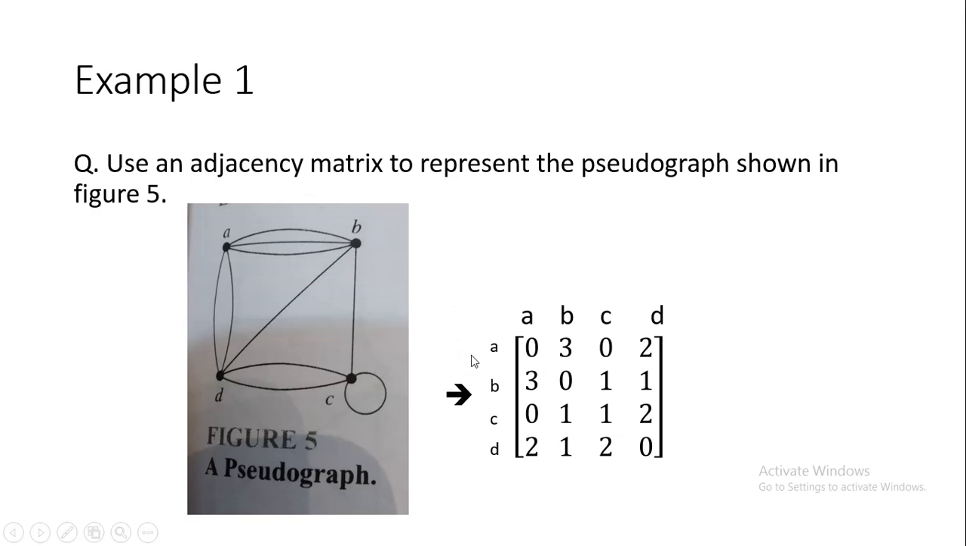B to A, again the value is 3. B to B, 0. B to C, there is only one edge present, so the value is 1. B to D, only one edge is present. C to A, 0. C to B, 1. C to C, the loop is present at the vertex C, that's why the value is 1. C to D, two edges are present. D to A, again two edges. D to B, 1. D to C, 2, and D to D, no loop is present, that's why the value is 0.